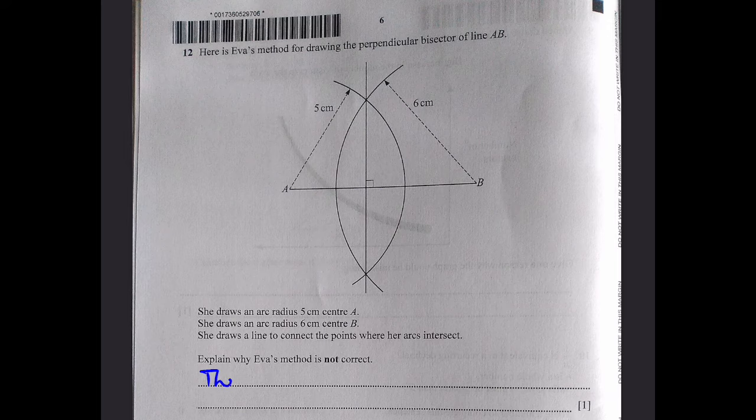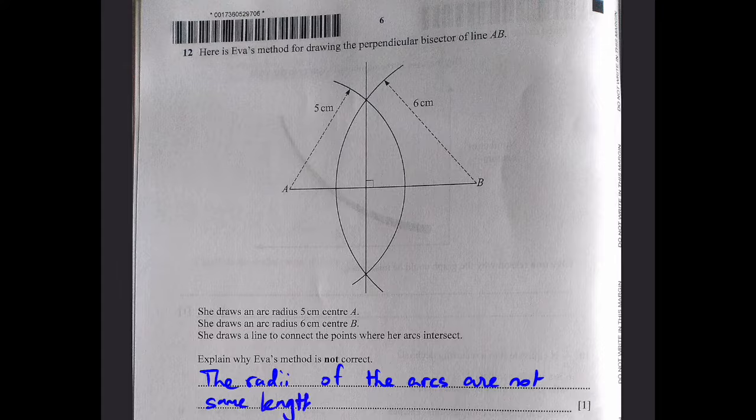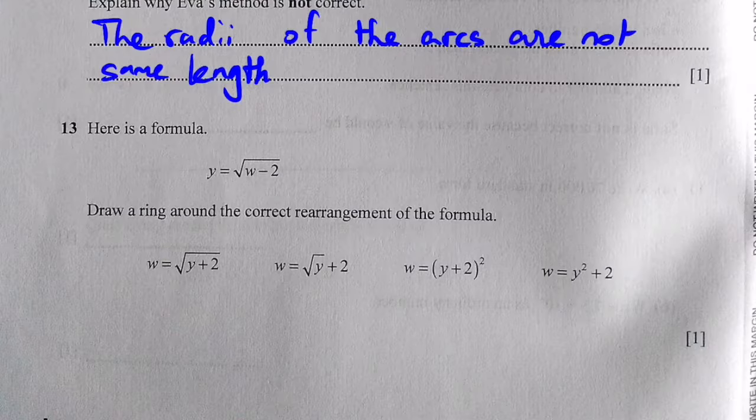So the radii of the arcs are not the same length. That's the answer. Question 13.